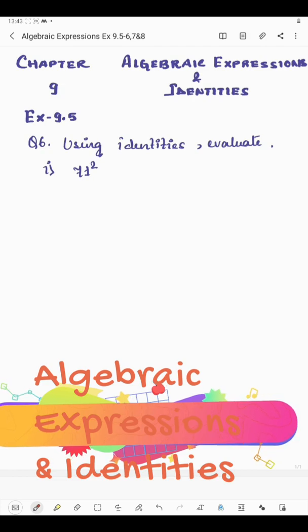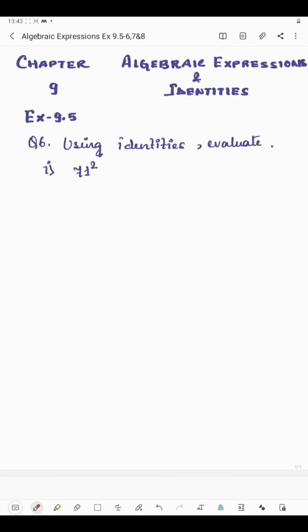Students, today I'll be starting with question number 6 of exercise 9.5. Question number 6 says: using identities, evaluate. In the first part we have 71 square. Now we will have to break the number; we will have to expand it.